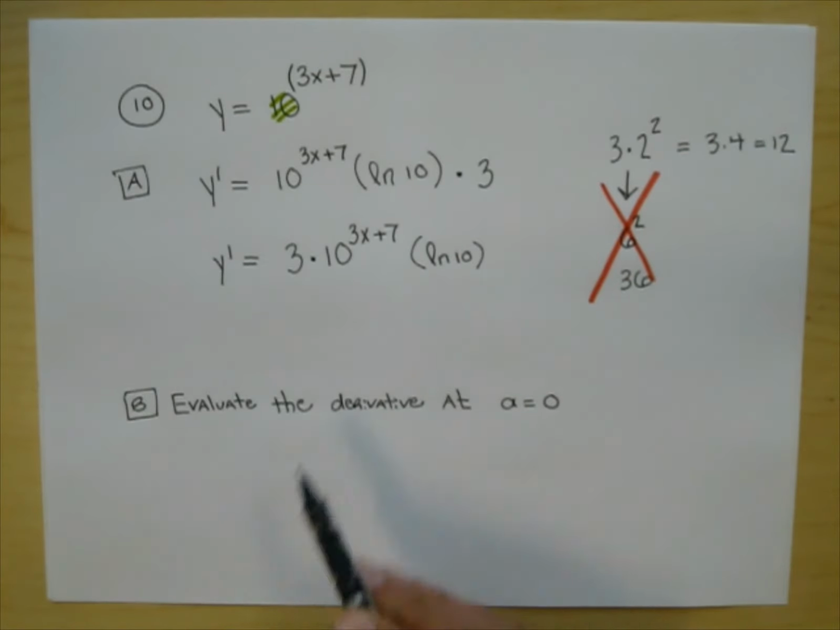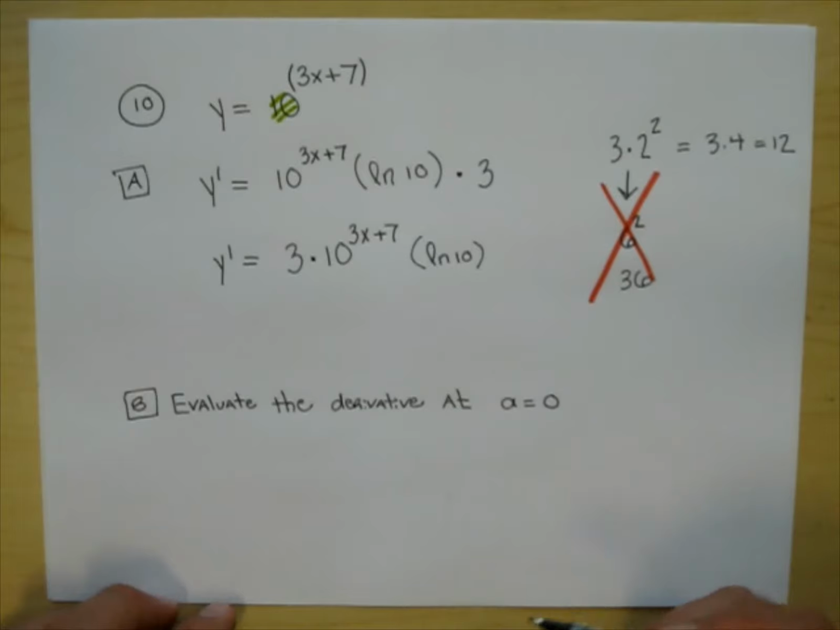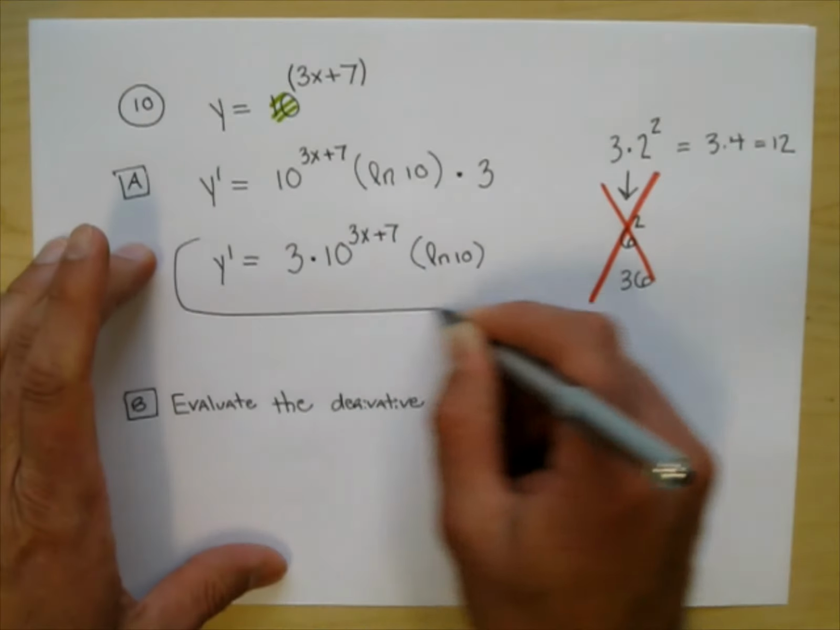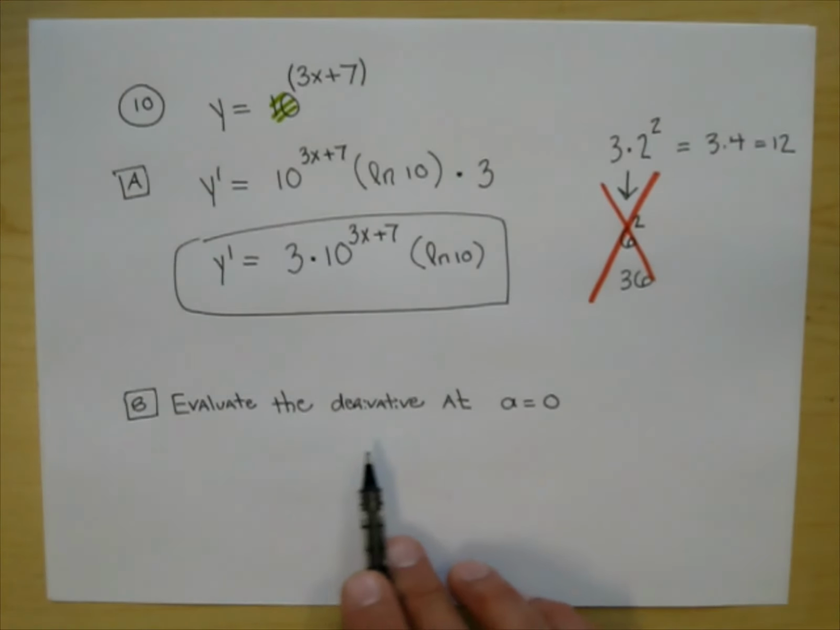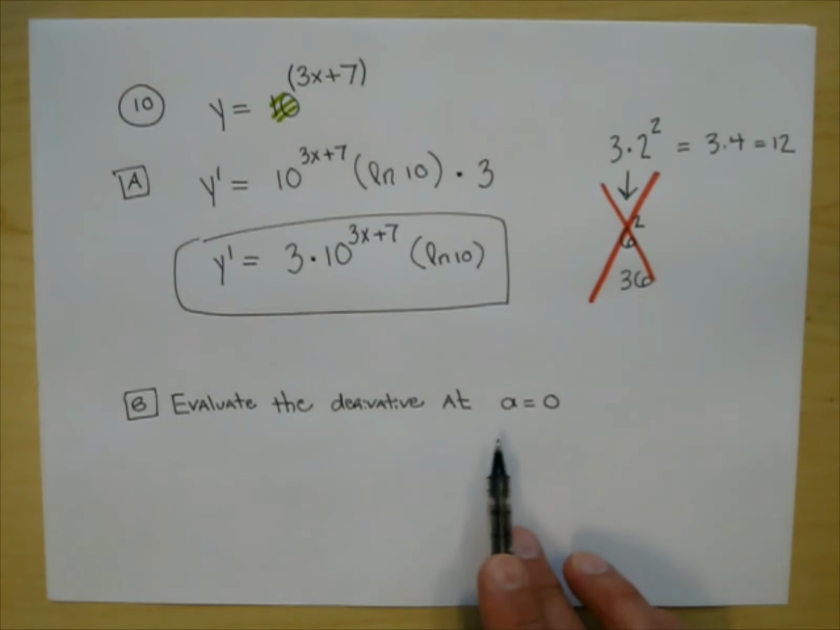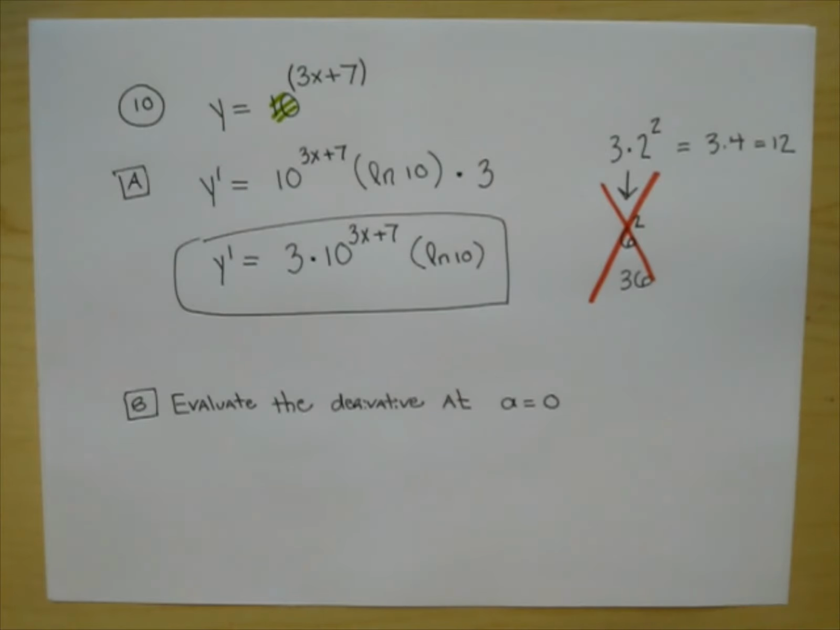Okay, and we don't want to go 3 times 10 and write that as 30 raised to that, because then we're breaking the rules of the order of operations. So let's go ahead and box this answer. And part B says evaluate the derivative at a equals 0. So that just means put x equals 0. That's what they mean by that.